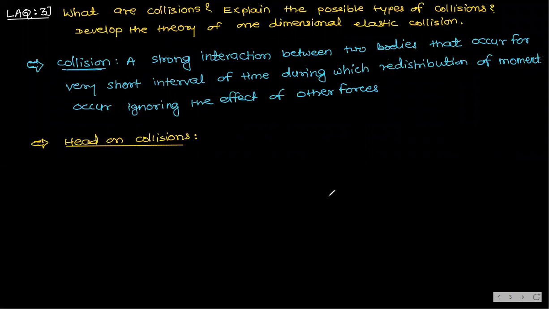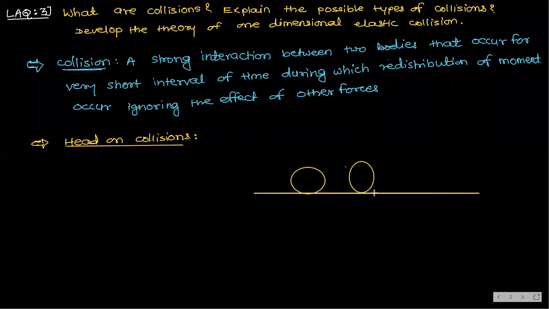Now, head-on collisions means what? See here. Suppose this is a surface and this is a body, and suppose now this is moving with some velocity, this is also moving with some velocity. Now they are colliding, and after collision also, if their velocity is something like this only, that is what?